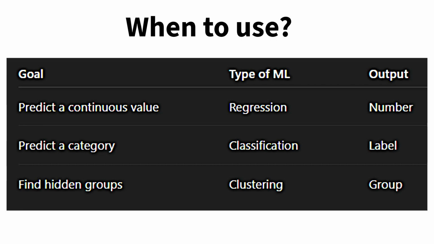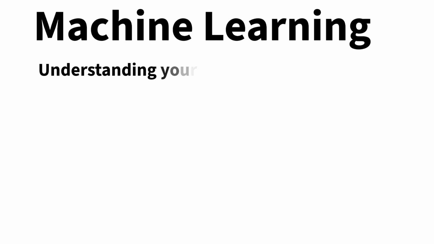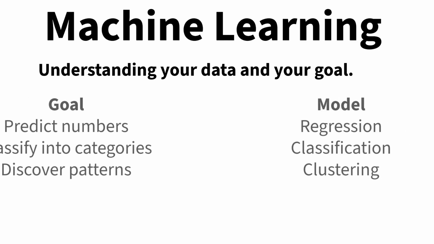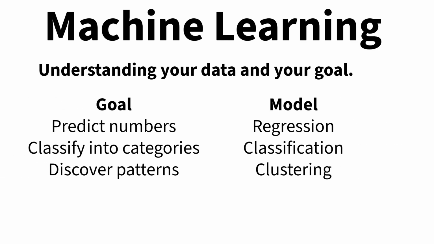It is that simple. Machine learning is about understanding your data and your goal. If your goal is to predict numbers, think regression. If your goal is to classify into categories, think classification. If your goal is to discover patterns, think clustering. That is the foundation of every machine learning project. And once you understand these three, you can go much deeper into AI.